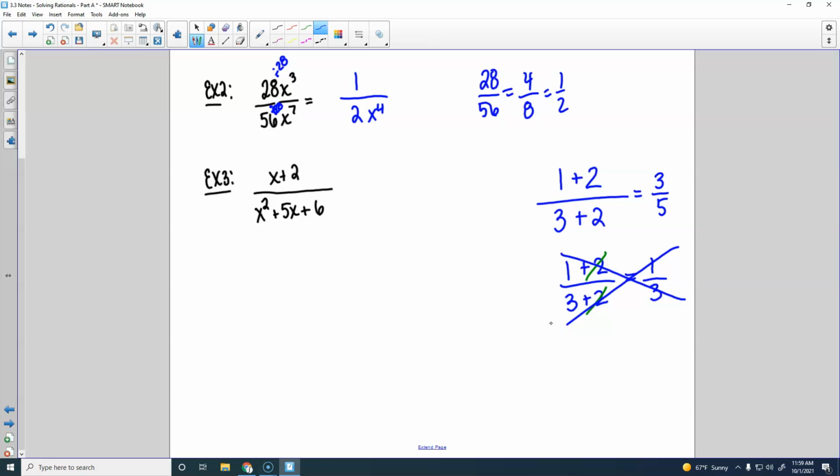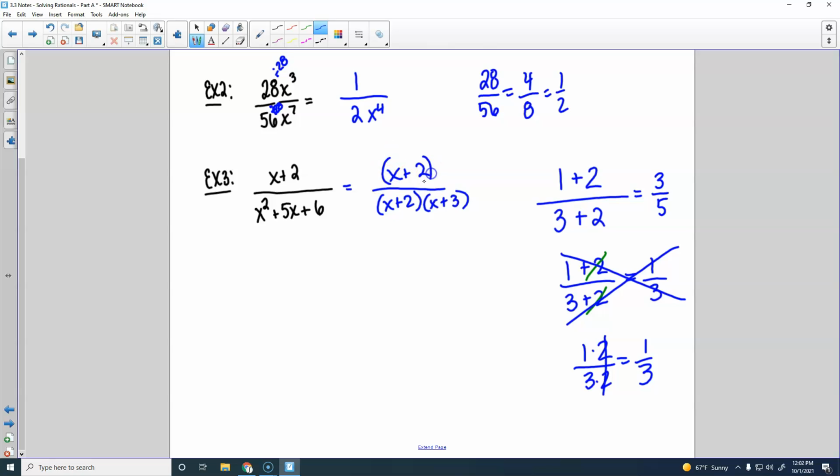Now, it's more obvious that it is incorrect here, right? Most of you would not do that if I gave you 1 plus 2 over 3 plus 2. But when you got x's, it becomes less obvious. So, I'm going to pause this here for a minute. Can't do anything here. Except, what could we do to that bottom part to make it look different? We could factor it. So, x plus 2 over, this would be x plus 2, x plus 3.